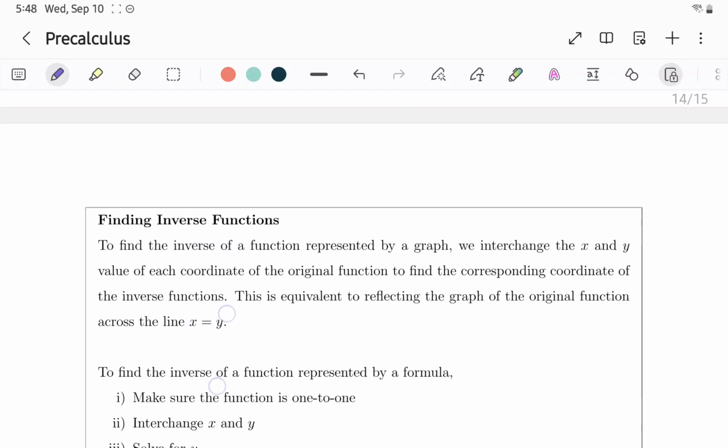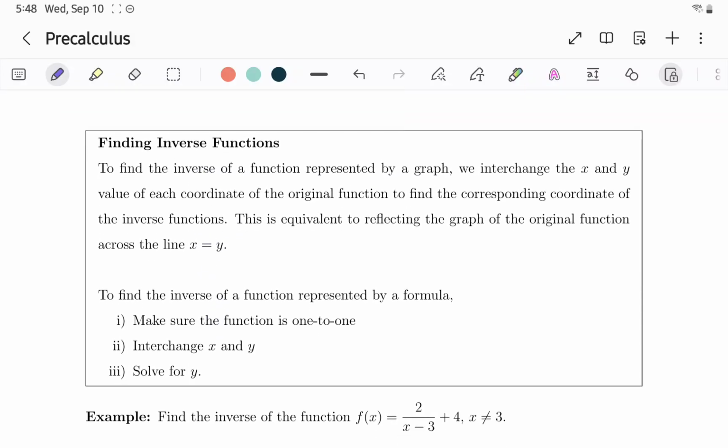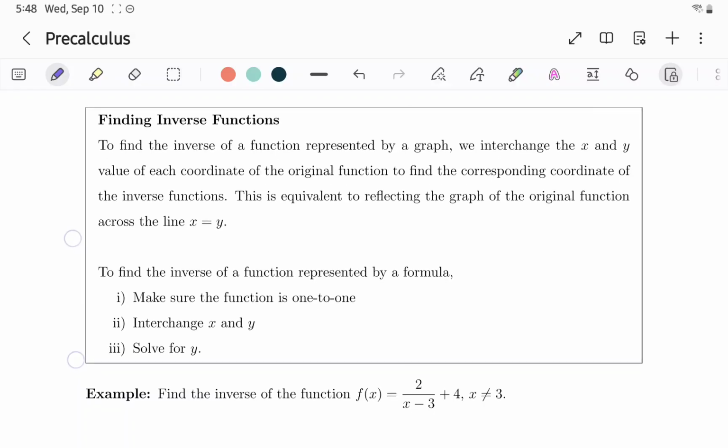So that's how we verify if two functions are inverses of each other. We can just check the composition of the two functions and see if we end up with the identity function. Now let's talk about finding inverse functions. So if we want to find the inverse of a function represented by a graph, all we would do is interchange the x and y value of each coordinate from the graph of the original function to find the corresponding points of the inverse function. And so this is equivalent to just reflecting the graph of the original function across the line x equals y, or y equals x.